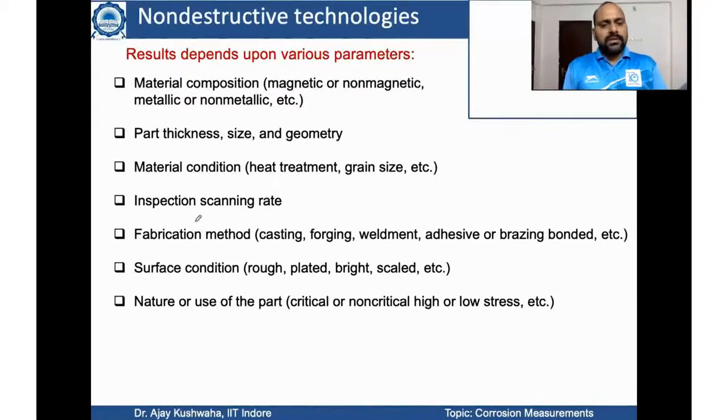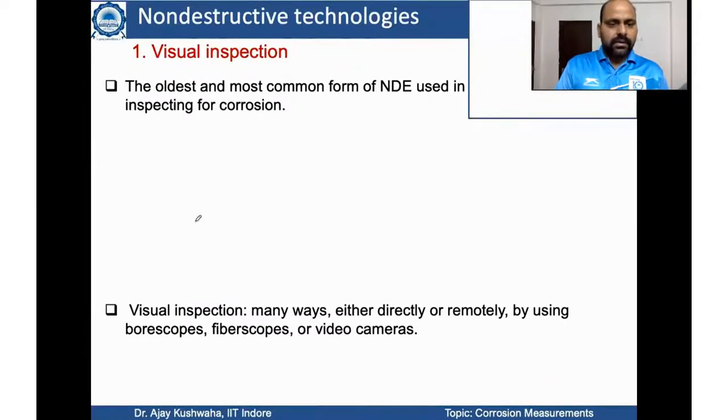Then the nature and use of the part, whether it's critical or not critical, high or low stress, and the human factor, like who is doing the test and how it is operated. So many of these parameters affect corrosion analysis when we use non-destructive technologies. One of the tools we saw is visual inspection.